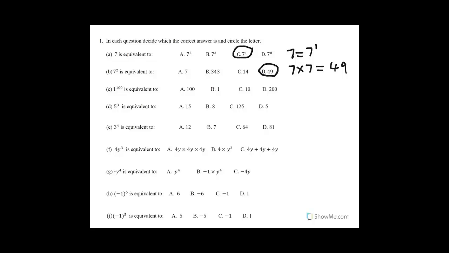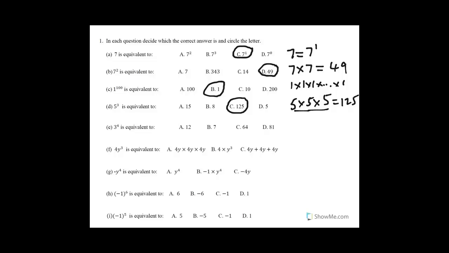1 to the power of 100 is 1 times 1 times 1, and we keep doing this 100 times. And it doesn't matter how many times you multiply 1 by itself, the answer will always be 1, so the answer is B. 5 cubed, the 3 is telling me to multiply 5 by itself 3 times. So 5 times 5 is 25, times 5 is 125. So the correct answer is C.